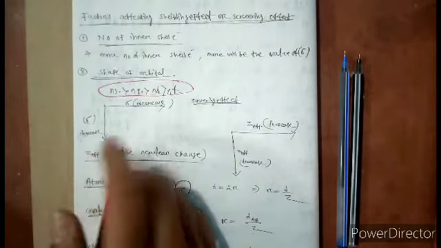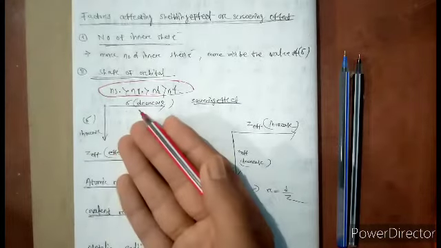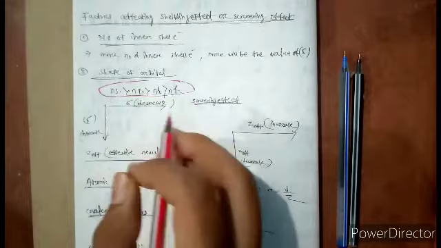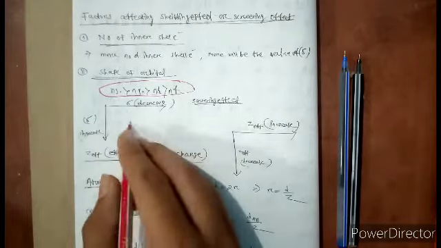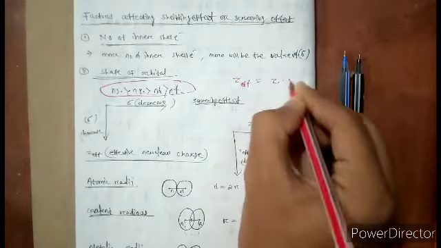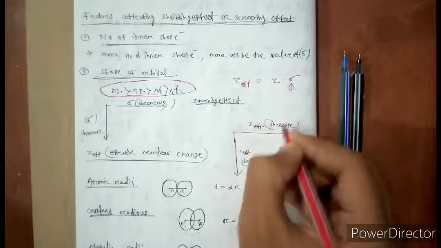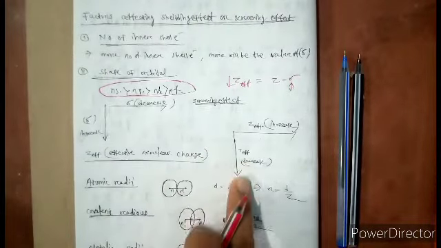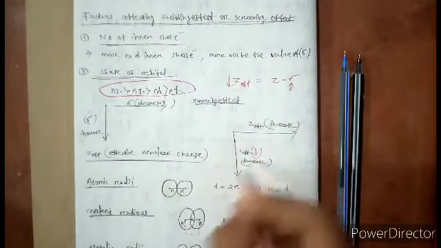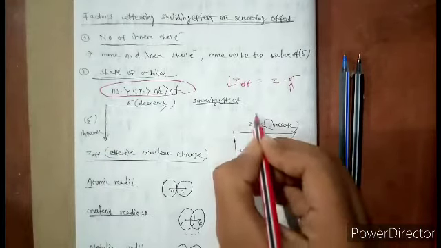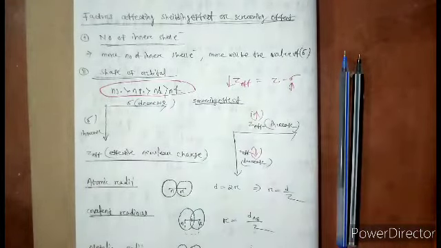Okay, we know that the screening effect, sigma, increases down the group and decreases along the period. From Z effective equals Z minus sigma, if sigma increases down the group, then Z effective decreases down the group. Okay, Z effective down the group decreases, and Z effective along the period increases.